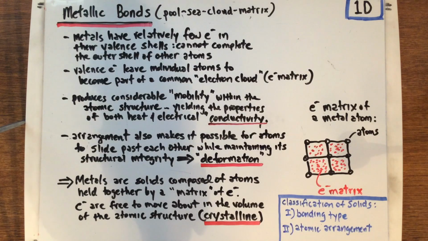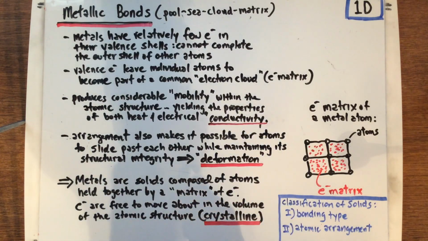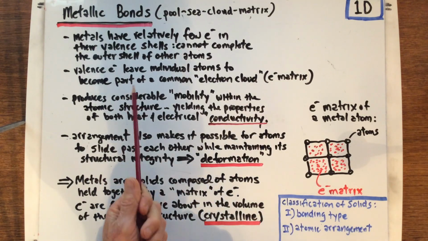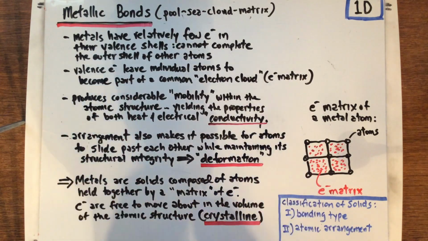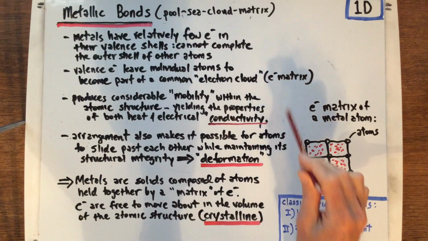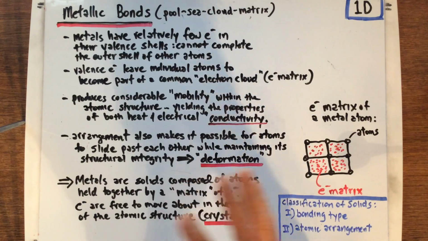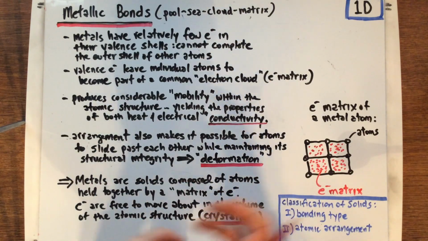Now, metals have relatively few electrons in their valence shells. As such, we just talked about sodium. And so they cannot complete their outermost shells with other atoms because they just don't have enough to do that. And so what happens is they pool all of their electrons together, and these valence electrons leave the individual atoms to become part of what we're calling a common electron cloud, or electron matrix. But then they have a much wider range of this electronegativity.